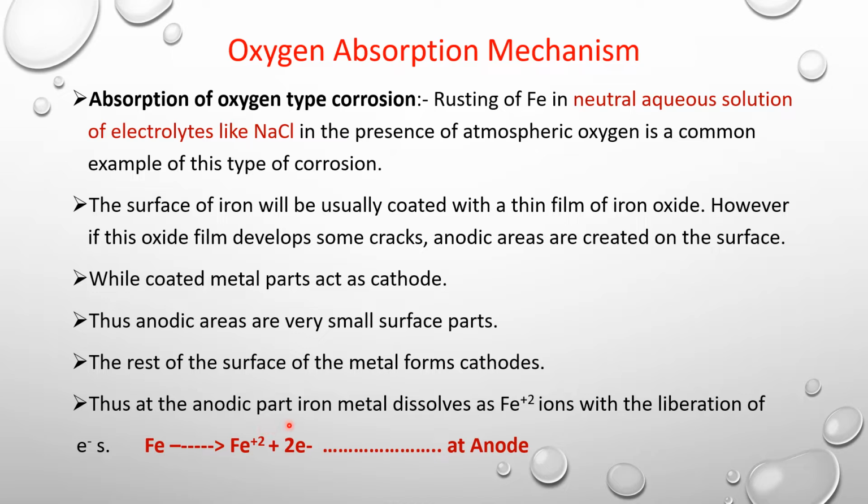Thus, at the anodic part, iron metal dissolves as Fe2+ ions with the liberation of electrons. So, Fe metal undergoes oxidation due to loss of electrons. So Fe metal loses electrons and gets converted into Fe2+ ions, and electrons are set free at the anode.